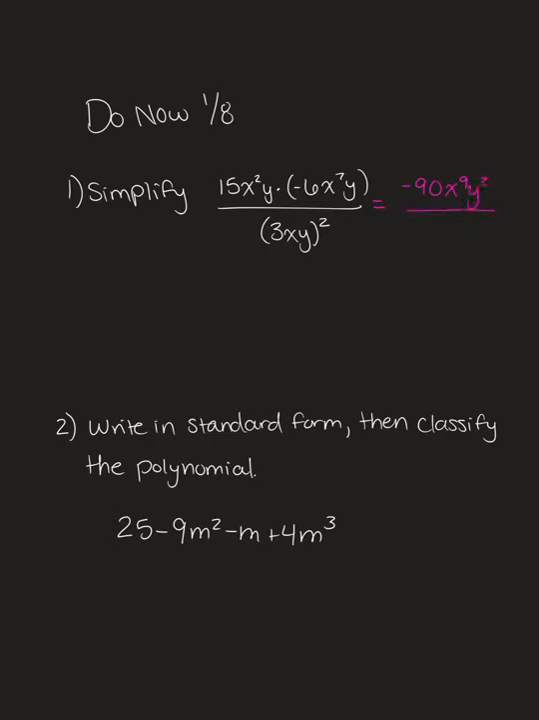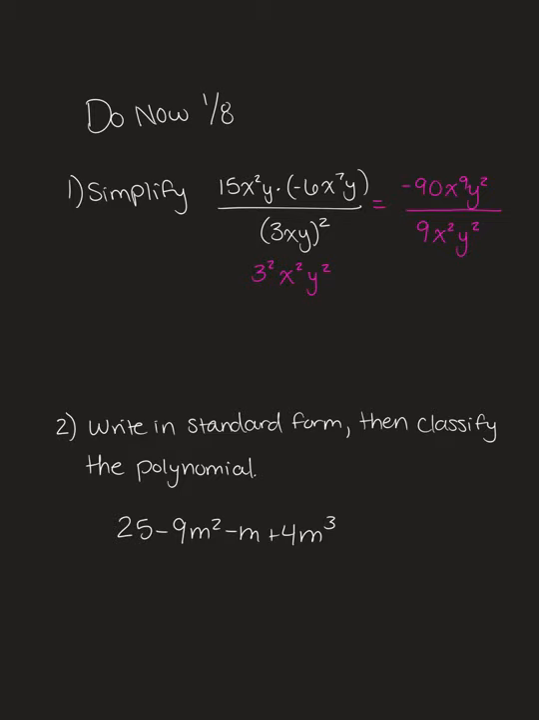All over. Now if you have 3xy, all of it squared, then each of these are going to be squared. So you're going to have 3 squared, x squared, y squared. So 3 squared is 9, x squared, y squared. Okay, so now we can divide.